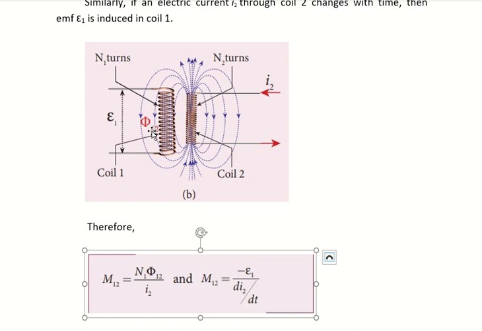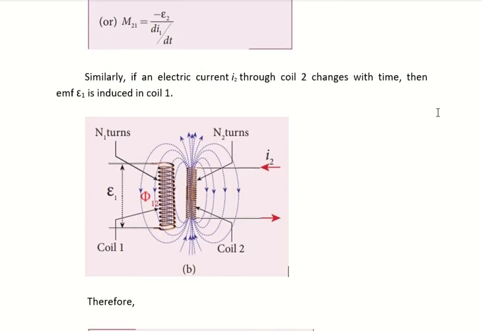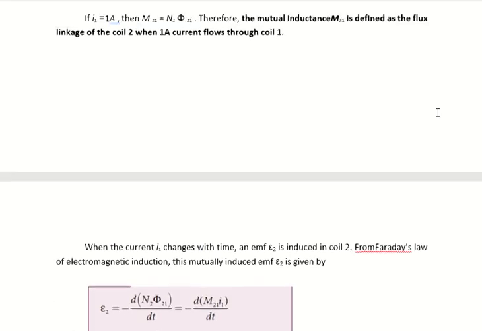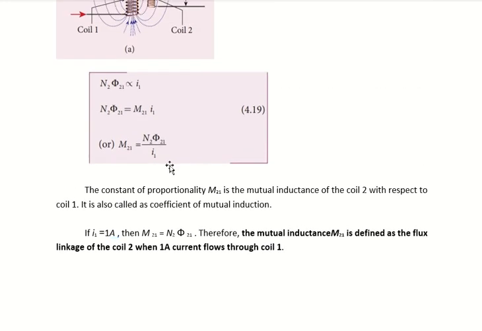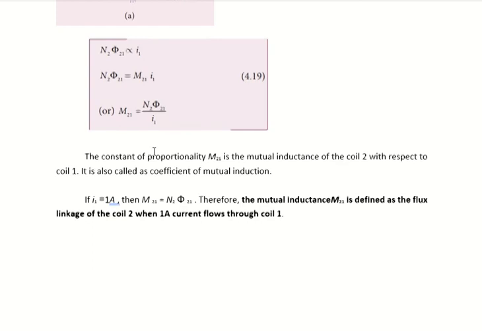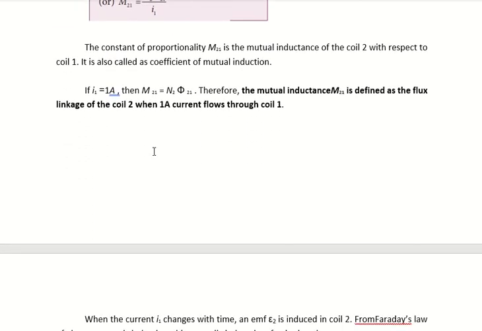So can you write the mutual inductance expression? M12. Yes, mutual inductance in the first coil due to current in the second coil equal to, which is the number of turns? N1. Flux linkage φ12, flux linked with the first coil due to current in the second coil, divided by, which is the current responsible for this EMF? I2. Okay, so M12 equal to N1 φ12 by I2. So you got two equations for M21 and M12. M21 is N2 φ21 by I1 and M12 is N1 φ12 by I2.